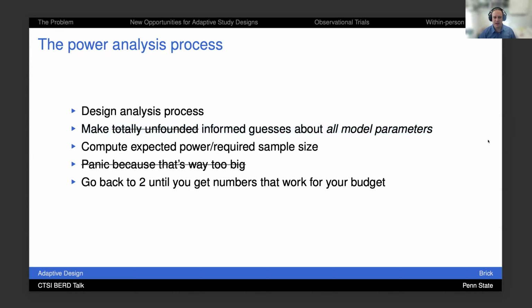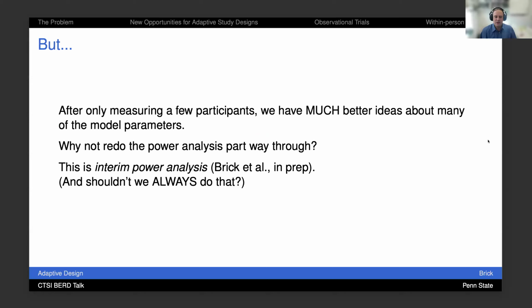And so my thinking at this point was, we've measured a bunch of participants already. We have really good ideas about these model parameters if we look at the data. Now, of course, the challenge with that is it's a blinded study. We can't actually look at the data. But it turns out what we can do is just calculate all of those parameters that we need for the power analysis and rerun the power analysis using those parameters.